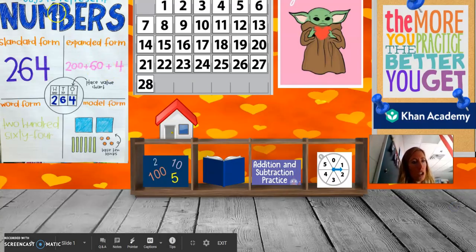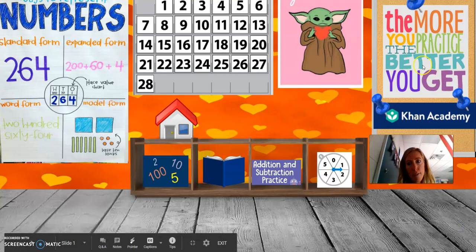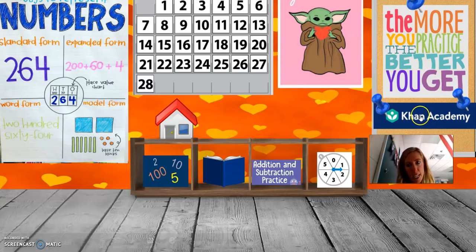So if you go to numbers in different forms, this is all place value stuff. Some of these they've had before and some of them are new. So all sorts of place value work they could do. And then I've come over here. The more you practice, the better you get. So why not practice on Khan Academy?